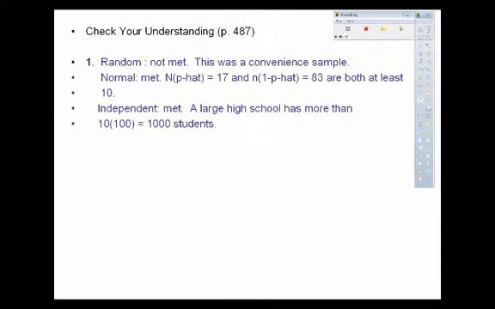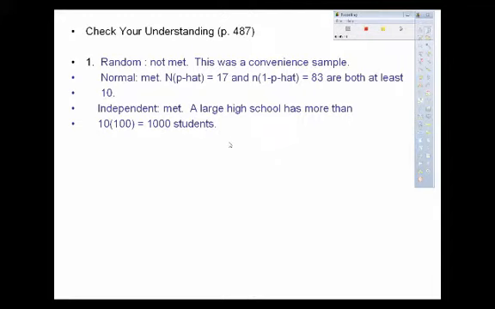Normal? Yeah, the normal condition is met. Our n times p hat is 17, and our n times 1 minus p hat is 83, and they're both at least 10. And the independent condition is met. This is a large high school, so there's probably more than 1,000 students there.